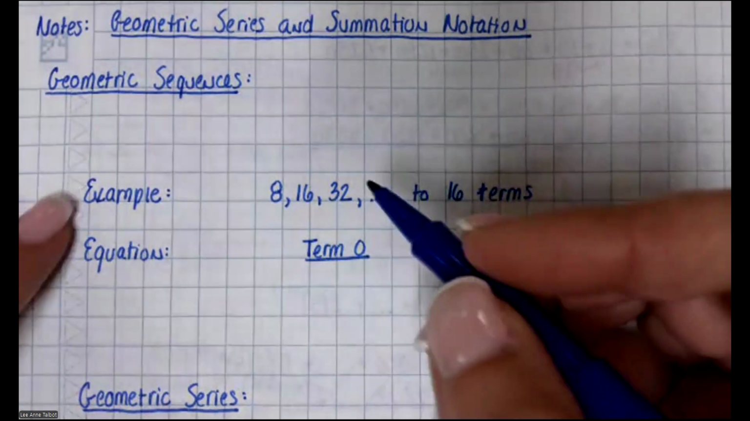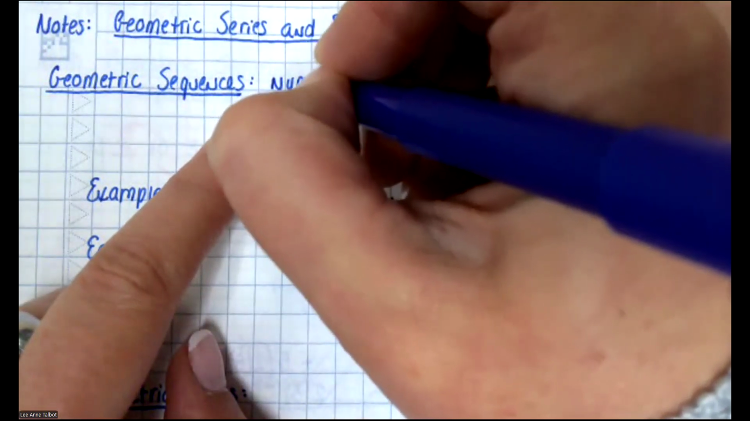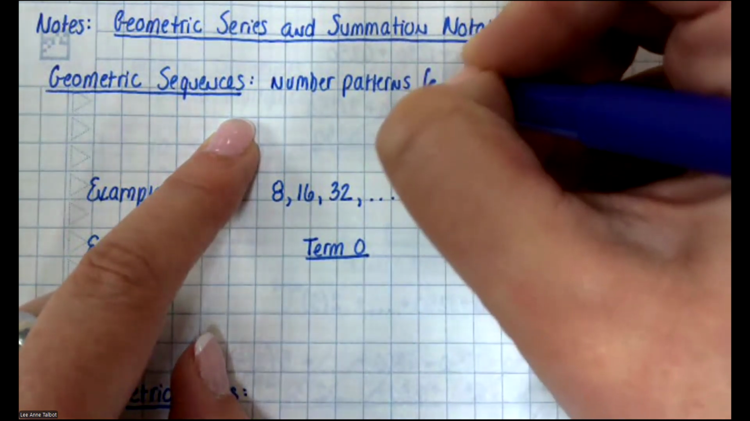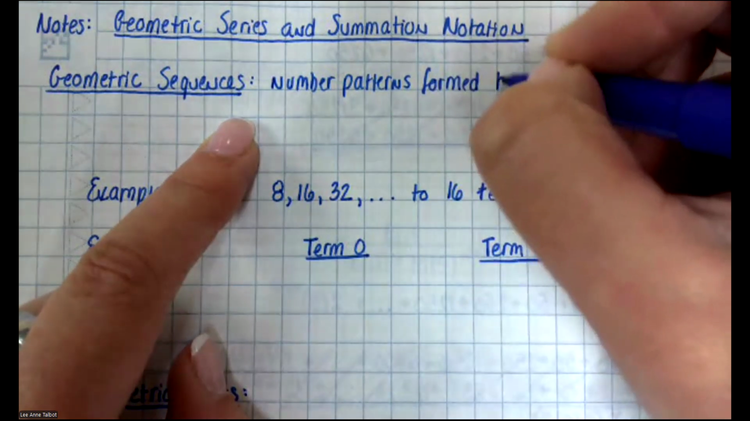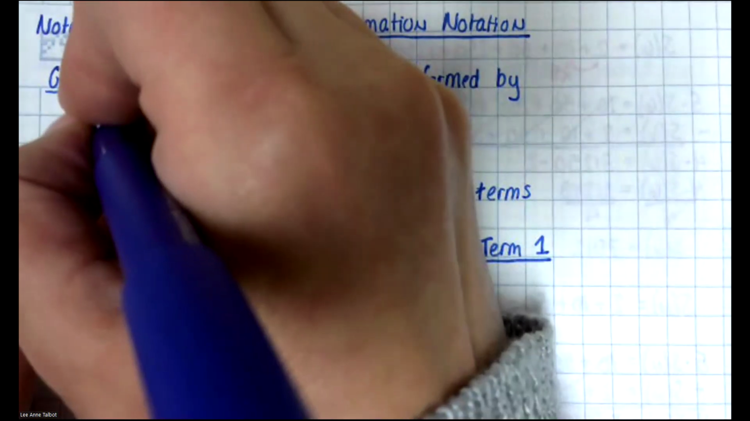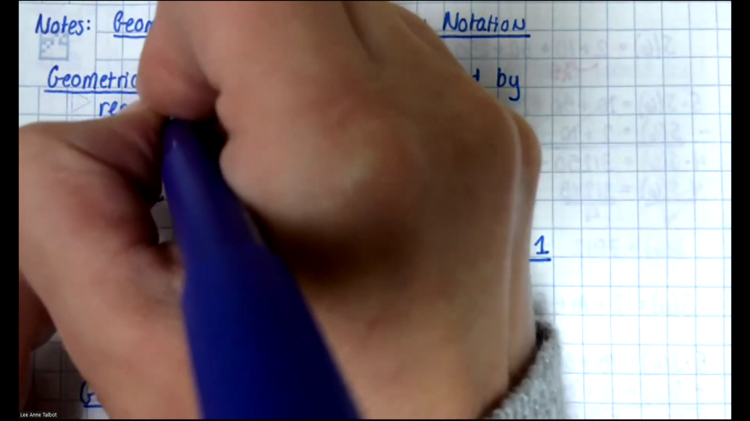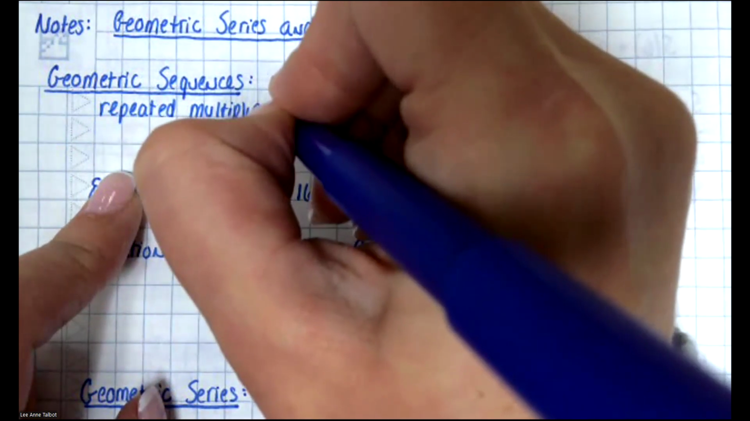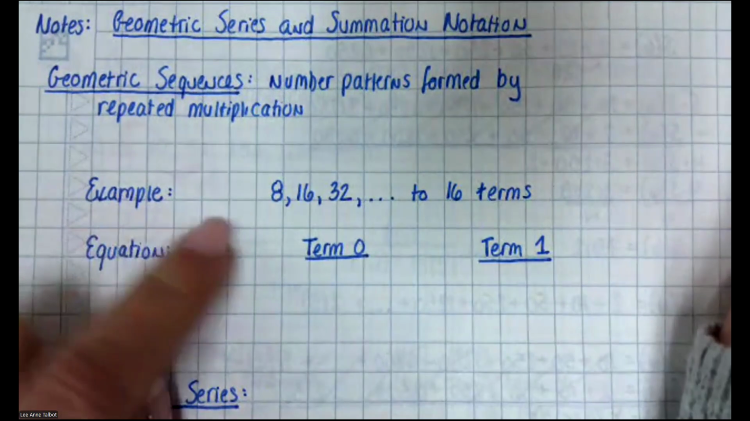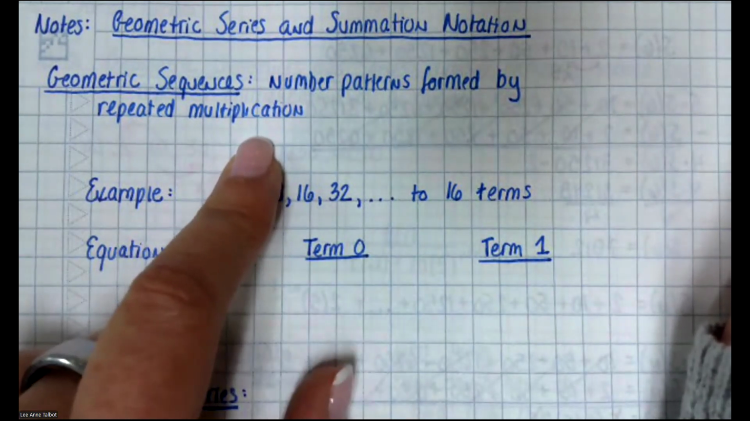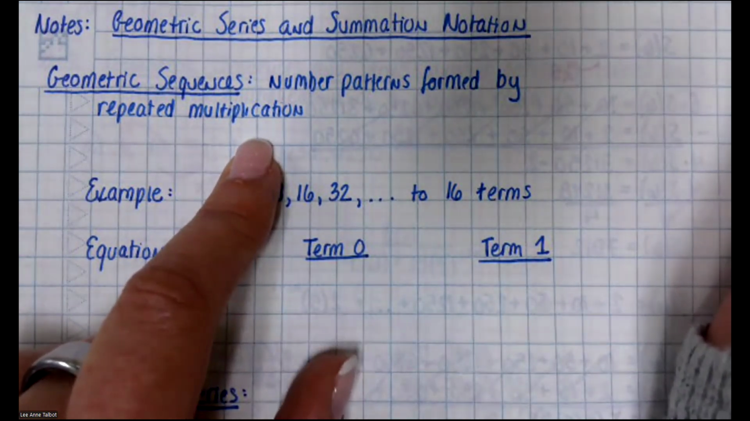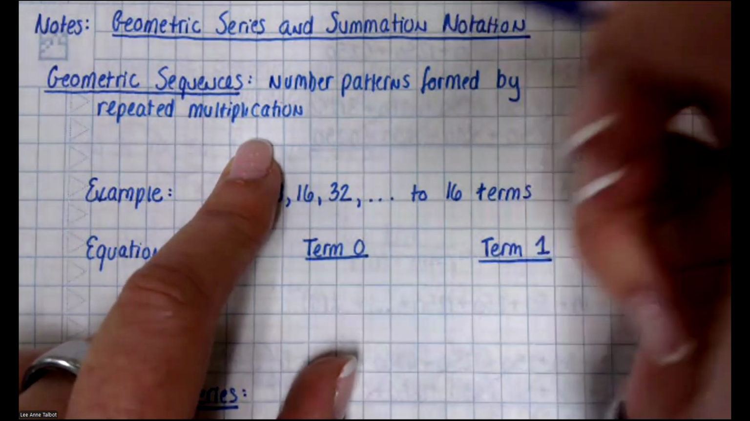Okay, guys. Geometric sequences, number patterns, formed by, I bet you know this, repeated multiplication. And remember, it could be a decimal or fraction, which looks to you like it's dividing, but you need to think about it as multiplying by a fraction or a decimal.